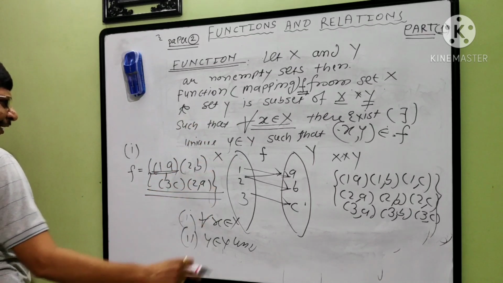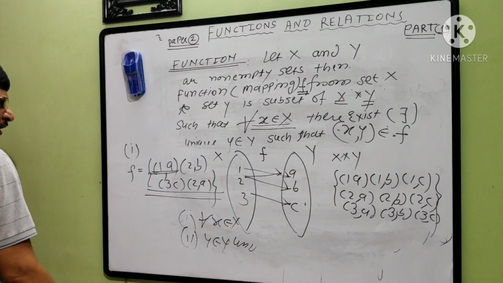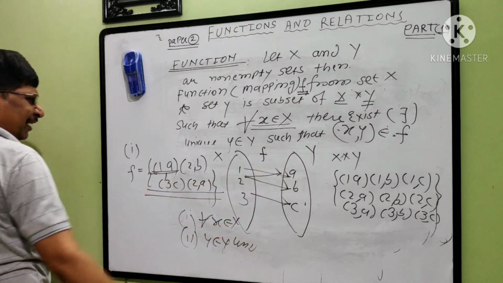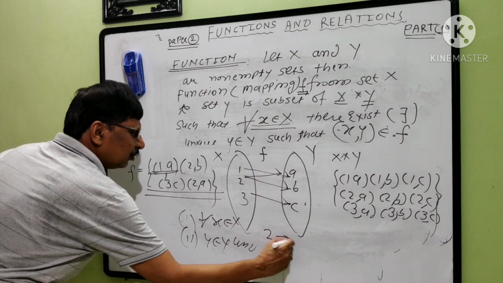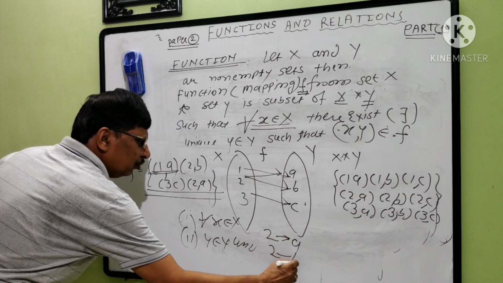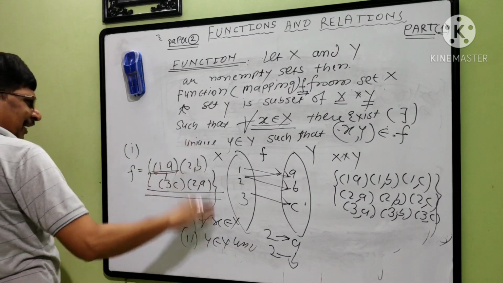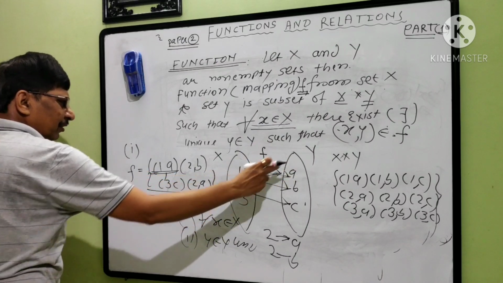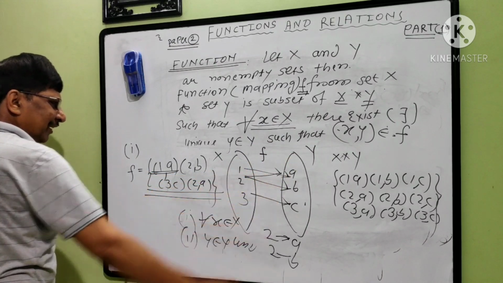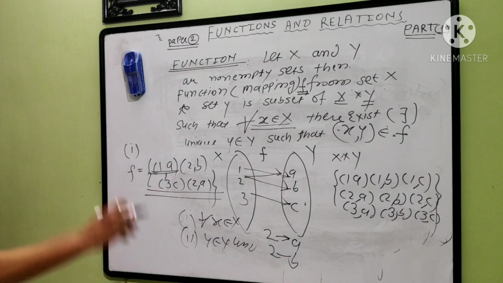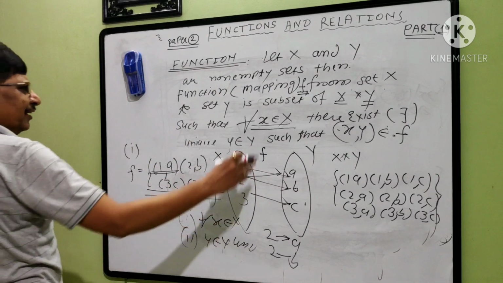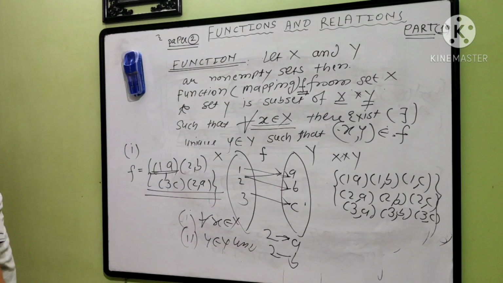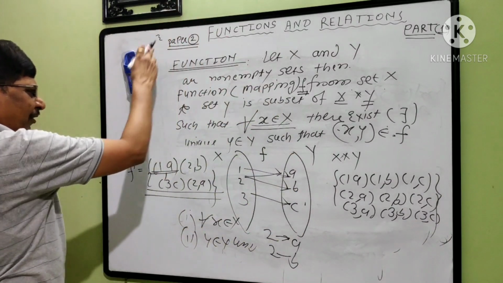Now for 1 there is a unique, this is A. But for 2 there is no unique element related to this, because 2 is related to A as well as 2 is related to B. Means each element is related but not related to a unique element. 2 is related to A as well as 2 is related to B, and hence it is not a function. Means the condition which is necessary and sufficient is that each element of this set X must be related to a unique element of set Y.